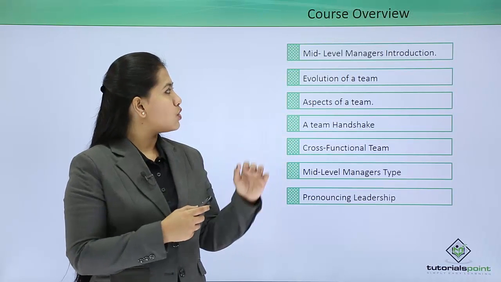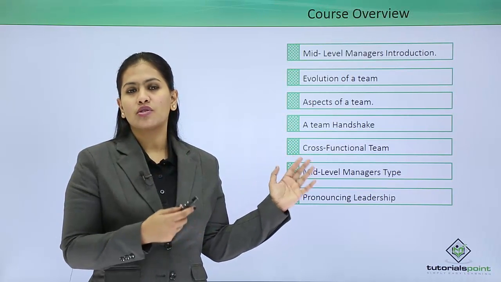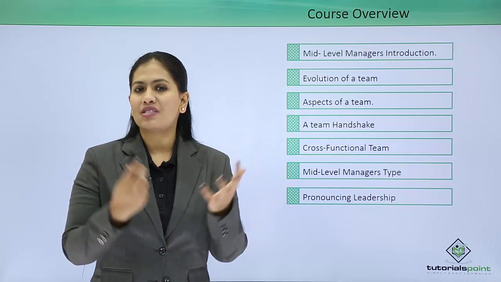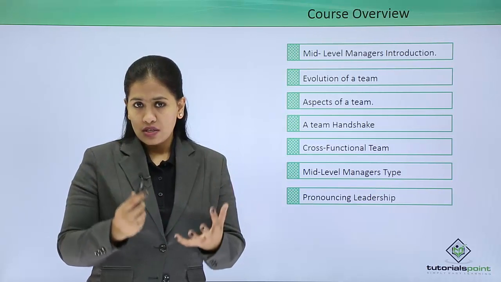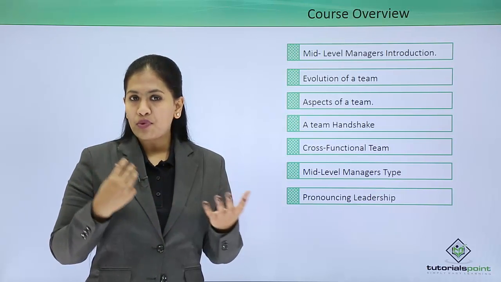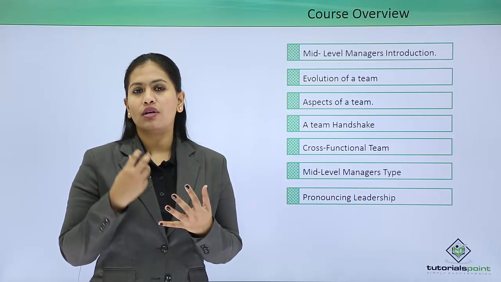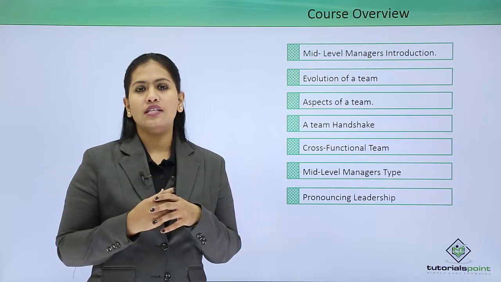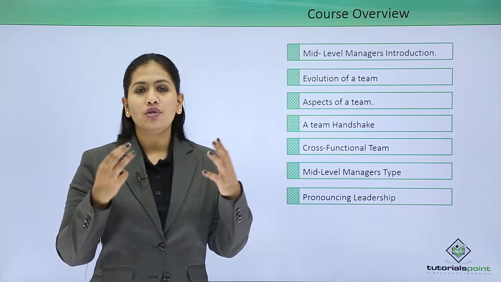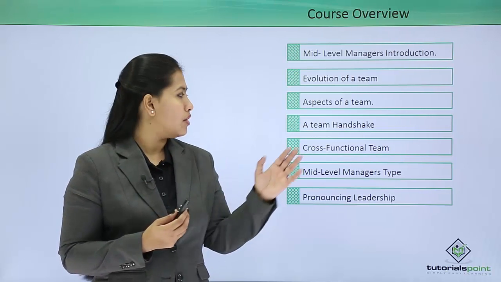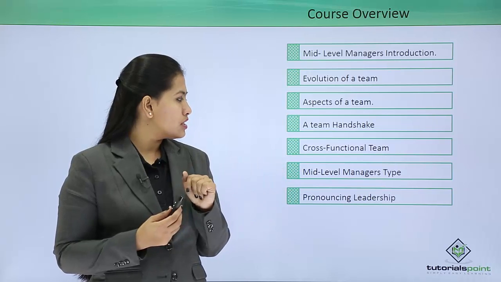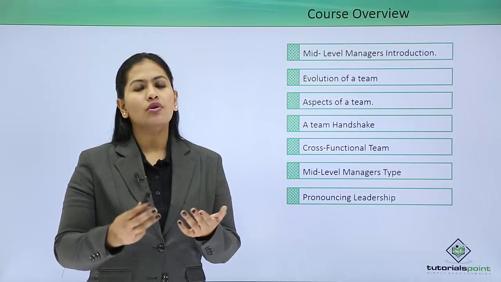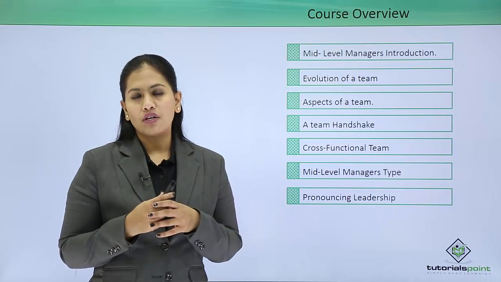Moving on to the course overview, we just discussed the introduction, and we'll go into a little more detail in the next slide. Evolution of a team: how did the word team come into existence, and not just what the word stands for, but what are the aspirational needs within the team and from the team members. Then the aspects of a team: what you can expect when you are in a team, and what team spirit is all about. Then team handshake, cross-functional team, mid-level management types. And to conclude, we are going to talk about pronouncing leadership, with a basic conclusion as a takeaway from this video.